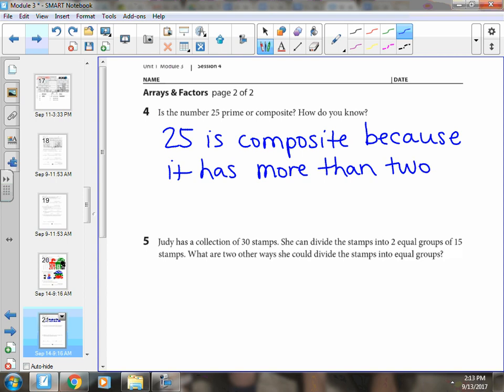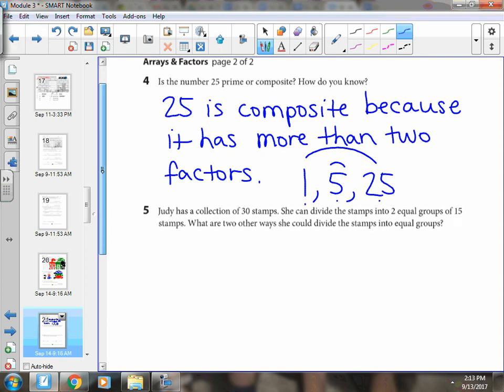Remember, prime numbers have 2 factors, 1 and itself. So the definition of composite would be it has more than 2 factors. And you could list the factors as well. 1 times 25, 5 times 5. Again, you could list the number 5 once. You could list it twice. But sometimes I think listing it once is more accurate because the number 25 really only has 3 factors. Because you wouldn't count 5 2 times. But regardless, no matter what, 25 has more than 2 factors, so it is definitely a composite.